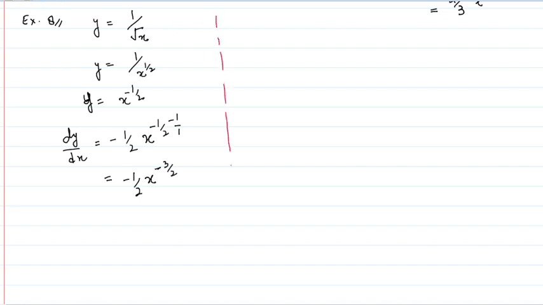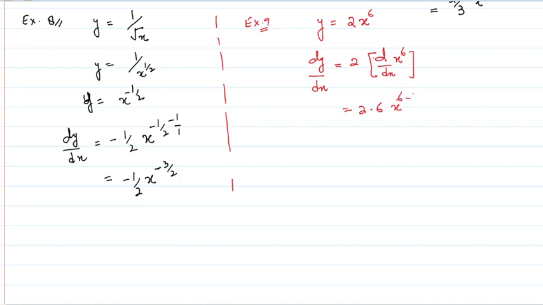Now we will take example number 9 as well. Suppose y is equal to 2x raised power 6. Very important: if some constant is multiplied, take that out of the differentiation. We will write dy by dx. We keep 2 as it is, and the differentiation is of x raised power 6. Okay, so we will write 2 times n into x raised power n minus 1. So 6 is x raised power 6 minus 1. So this will be equal to 12 x raised power 5.